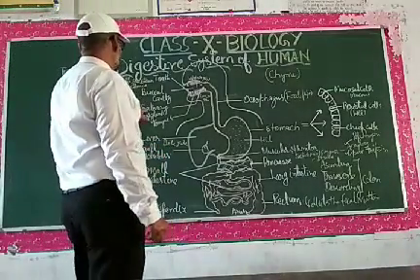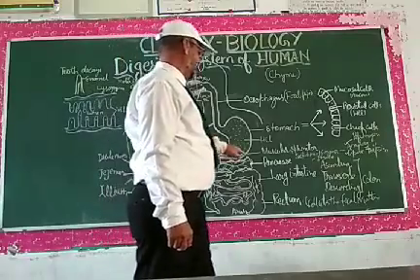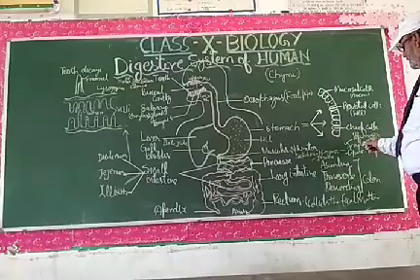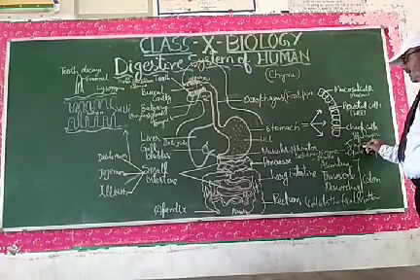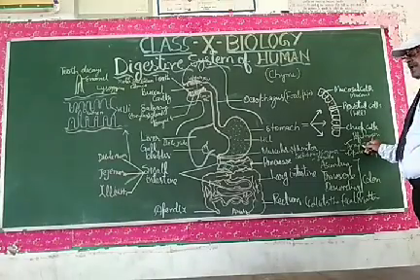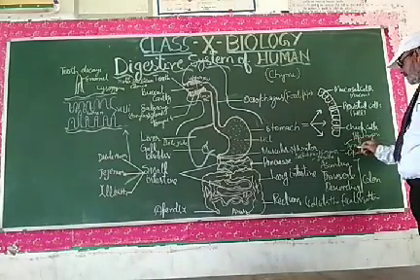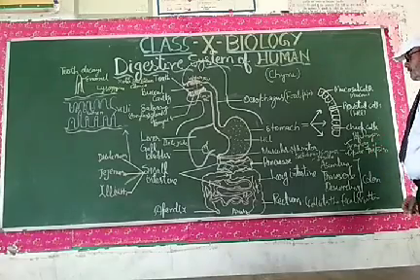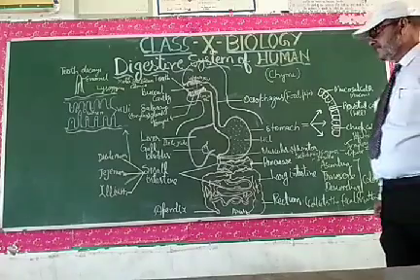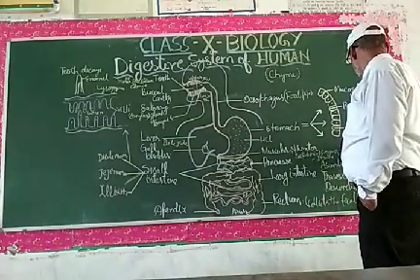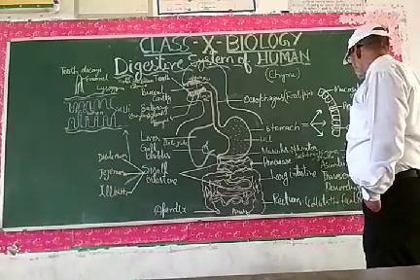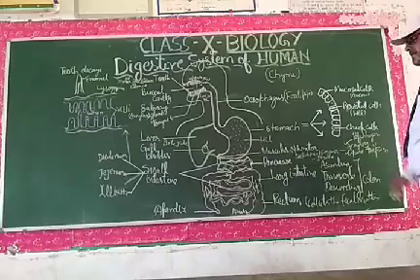Dear students, the salivary gland secretes salivary amylase, while pancreatic juice contains enzymes like amylase again, that is pancreatic amylase. So 2 amylases are secreted by the digestive glands, salivary amylase and pancreatic amylase. For the digestion of carbohydrate, amylase is there. For the digestion of lipid, lipase is there, and for the digestion of protein, pepsin and trypsin are there.